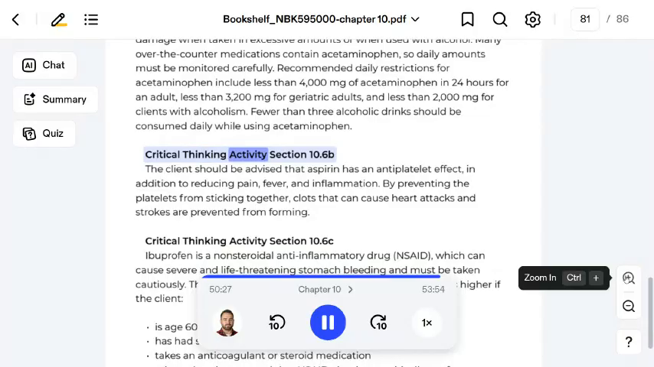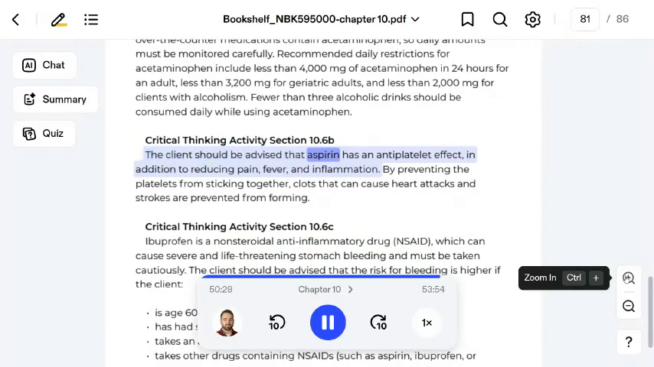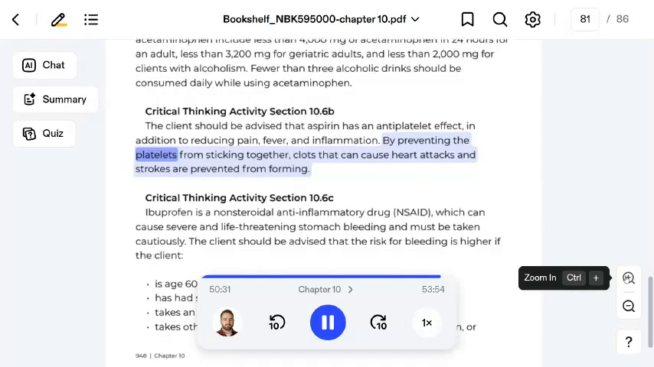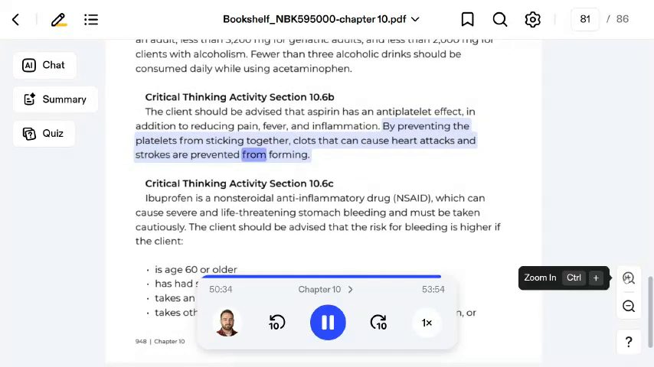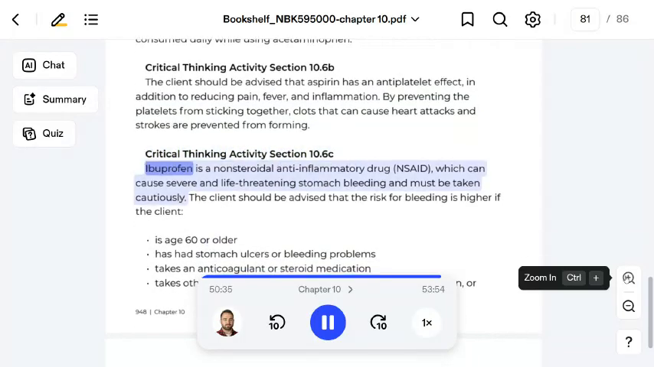Critical thinking activity section 10.6b. The client should be advised that aspirin has an antiplatelet effect, in addition to reducing pain, fever, and inflammation. By preventing the platelets from sticking together, clots that can cause heart attacks and strokes are prevented from forming. Critical thinking activity section 10.6c.